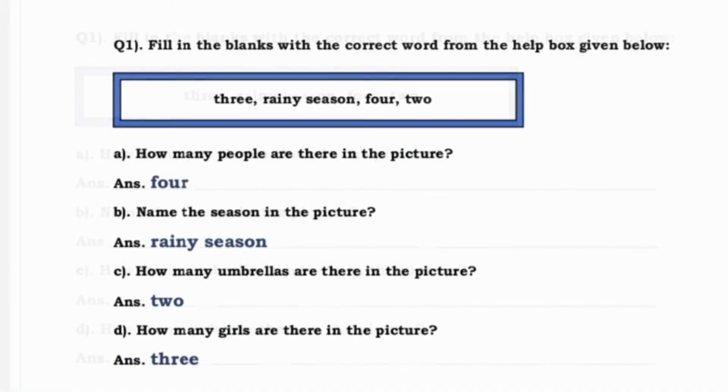Now quickly, let's see all the answers once again. How many people are there in the picture? 4. Name the season in the picture. Rainy season. How many umbrellas are there in the picture? 2. How many girls are there in the picture? 3. And kids, as you already know that we only write the answers in the copy and we do not copy the questions. So this is how you will write the answers. So kids, this is how you will do picture reading.